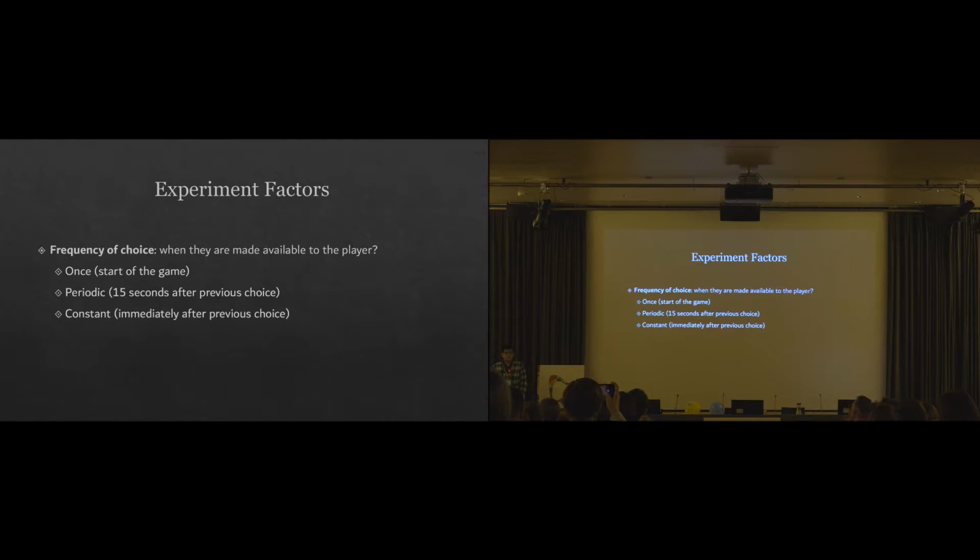So in terms of frequency of choice then, we decided to try the extremes, right? So we started with once. We only presented the choice at the start of the game, and then it disappeared after about, if I remember right, 15 or 8 seconds. 8 seconds actually. Yeah, and then we have periodic choice, which means that after you have made a choice, shortly after, you will see the choice again. And then the last one is constantly. So immediately after you make the choice, the next choice pops up.